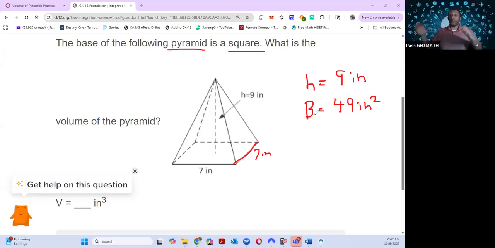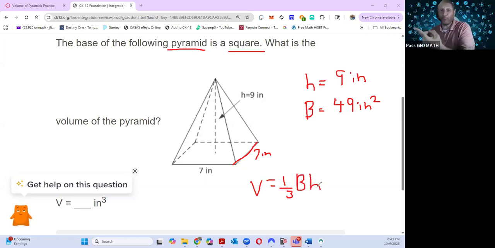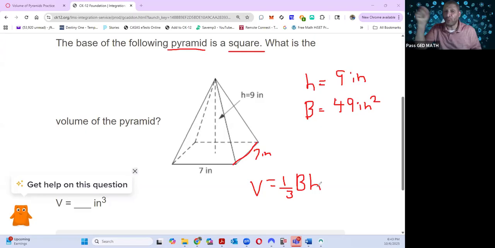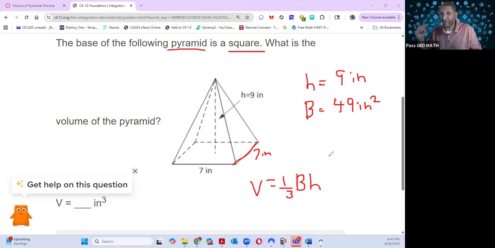Now, I want you to go to your formula sheet. Tell me what the formula of a pyramid is. V equals 1/3 times base times height. So it's not just base times height, it's a capital B. Do you see that capital B? Yes. So if you look right underneath on the formula sheet, what does the capital B stand for? Base? Nope. What's that capital B stand for?